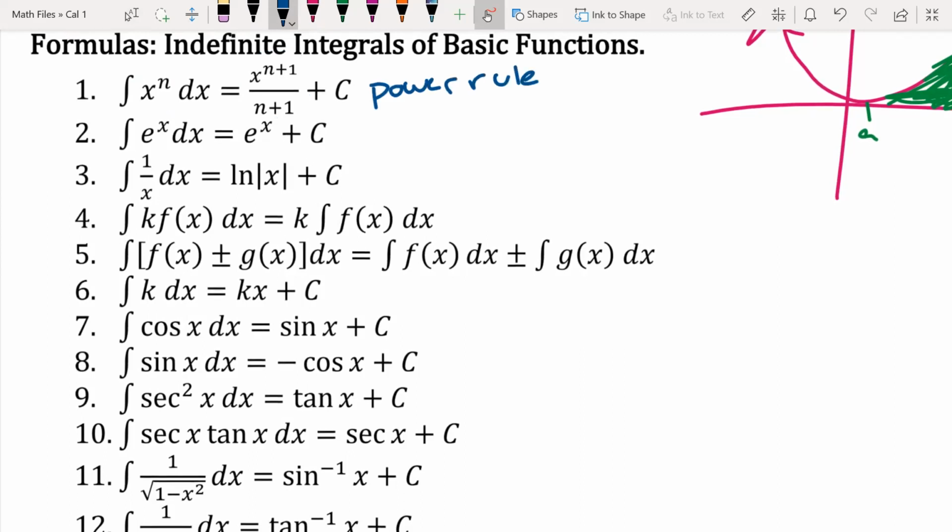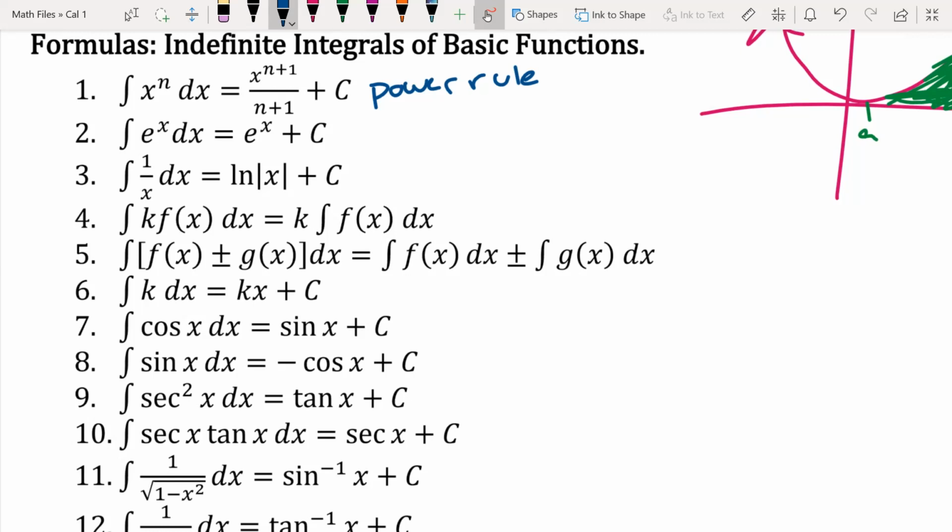All right. Well, the second one, the integral of e to the x, guess what? It's still e to the x. So just like the derivative of e to the x is e to the x, the antiderivative of e to the x is e to the x. Okay. 3, the integral of 1 over x dx is going to be equal to the natural log of the absolute value of x plus c.